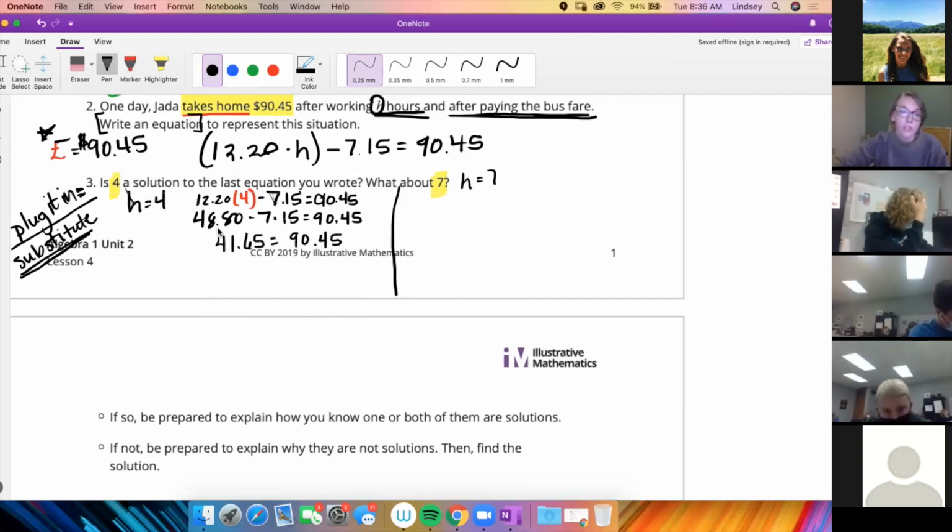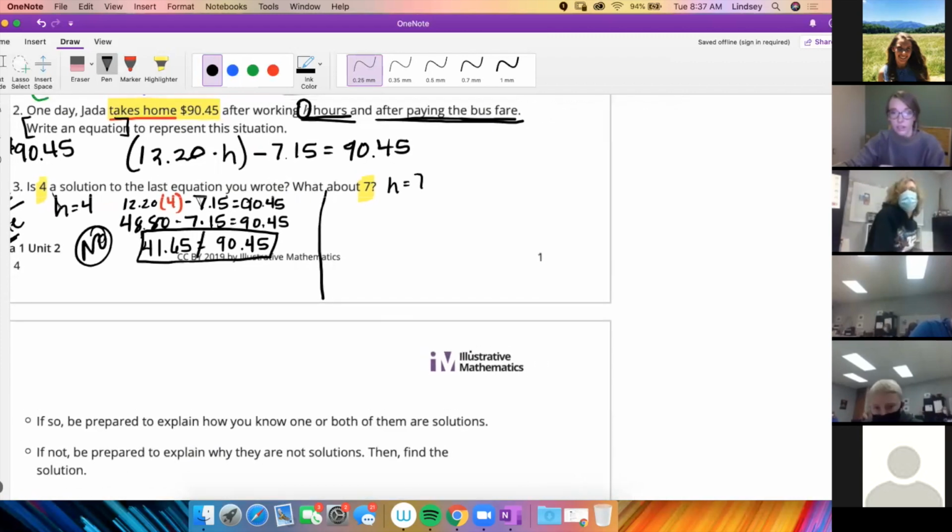All right, so this is what we're left with. So is 4 a solution to this equation? No. Because if she worked 4 hours, she would have made $41.65. Okay, so that is not a solution. All right, let's try the other one.